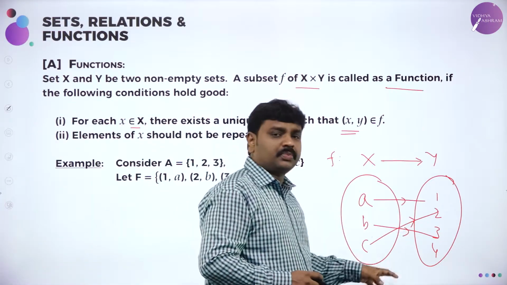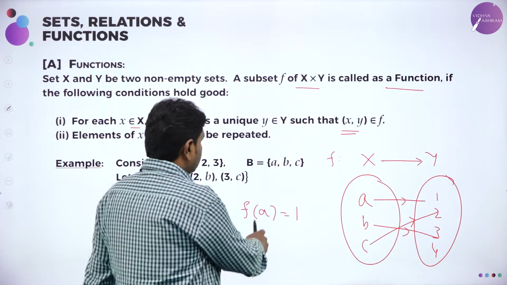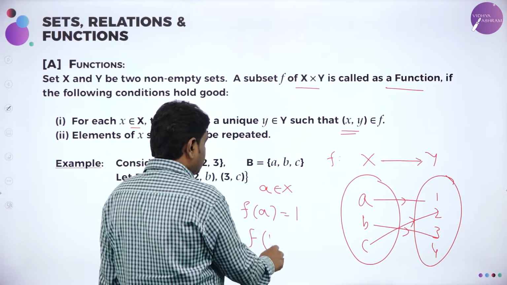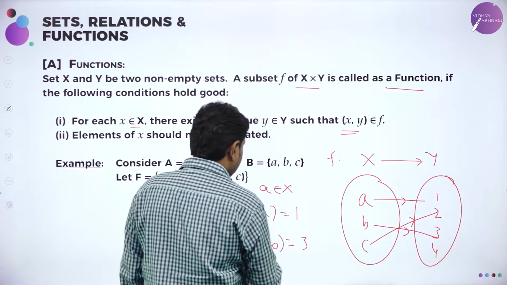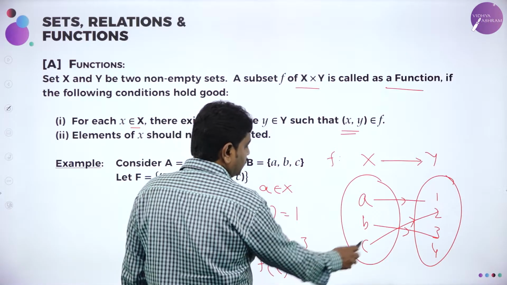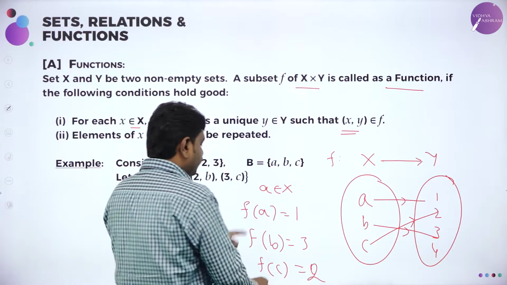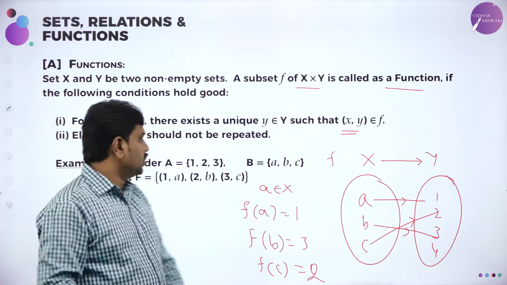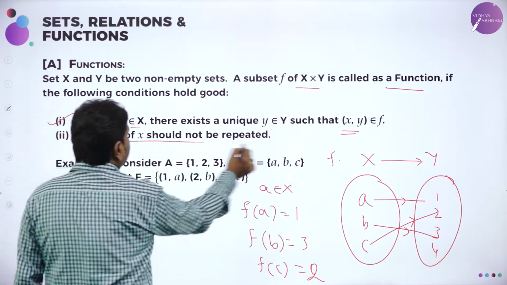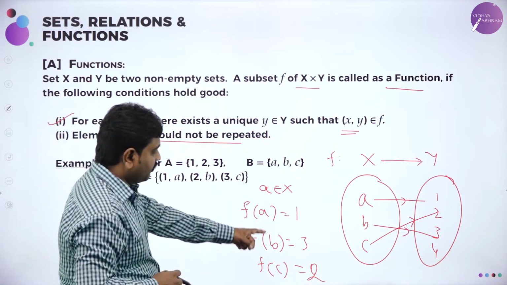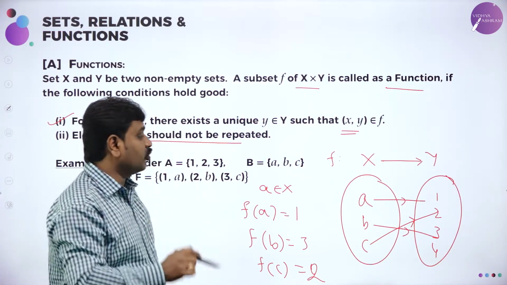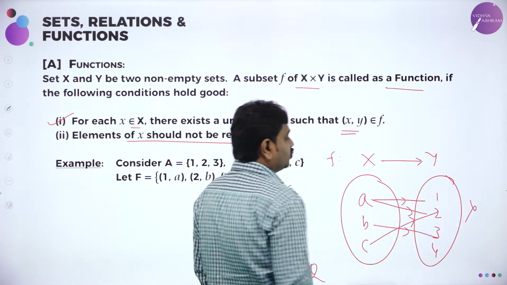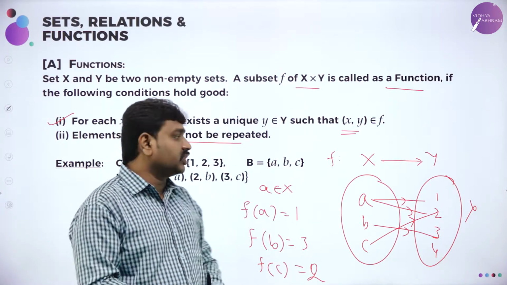Suppose if C does not map to anything, then it is not function. Here you can see for A belonging to X, we have image in Y. f of B, image of B is 3 and image of C is 4. Sorry, image of C maps to 2. For every element belonging to first set, there is unique element in second set. And second one, elements of X should not repeat. Elements of X, see f of a, f of b, f of c, means one element should not have more than one image. Suppose a goes to 1 and a goes to 2. If I write 2 elements, then it is not a function. So one element should contain one image.